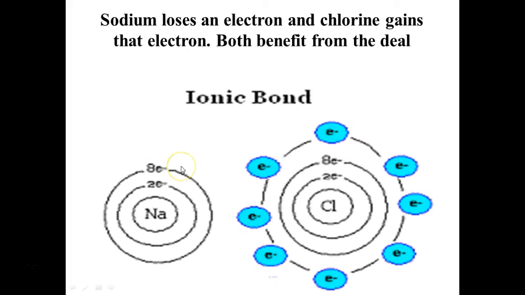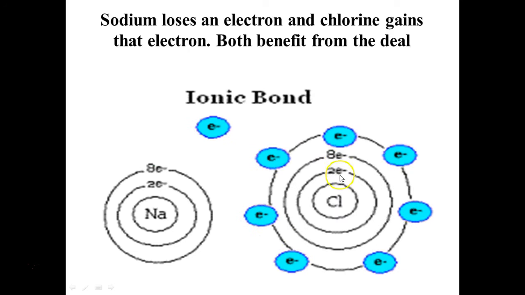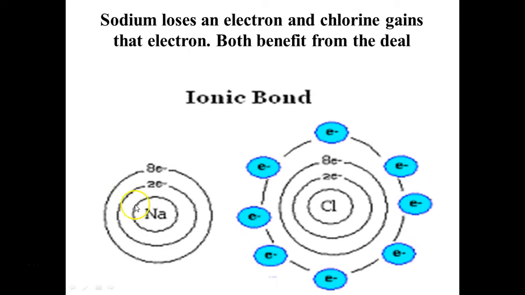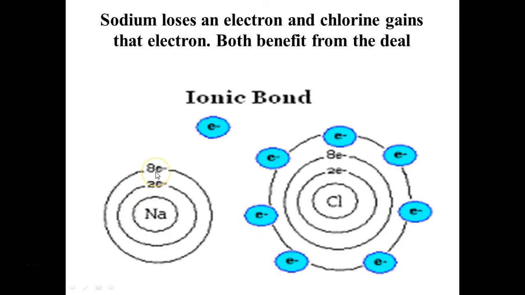So again, sodium gives up its 1 valence electron to chlorine, giving chlorine 8 in the outer shell, and sodium 8 in the next shell just below it. It still counts as a full shell. It's just the shell below it.